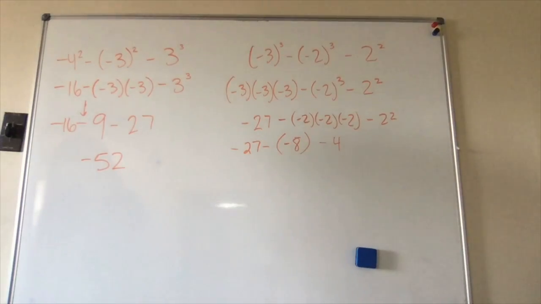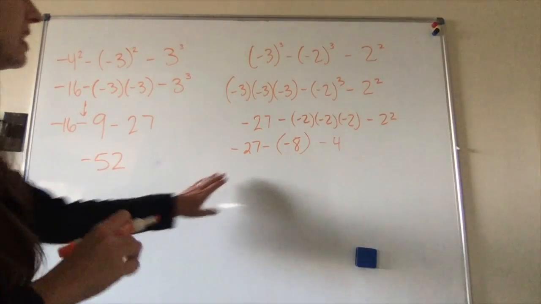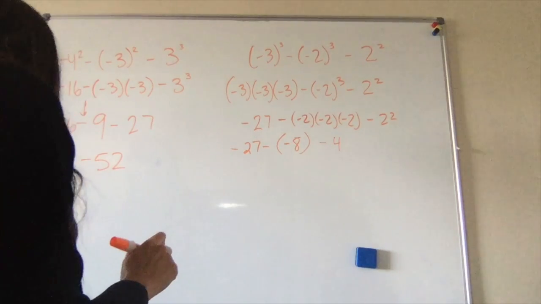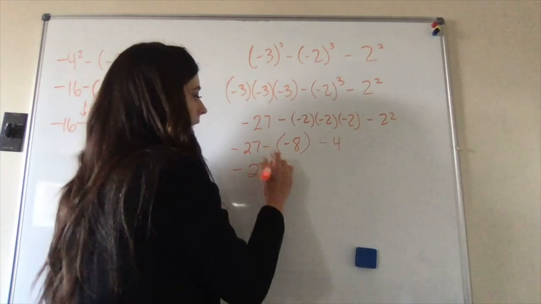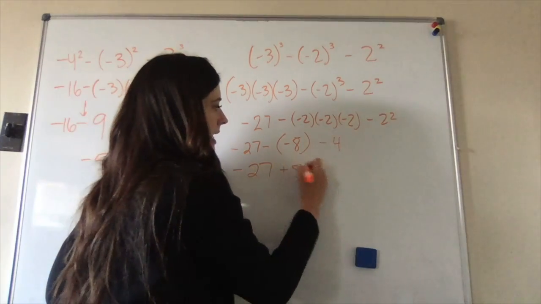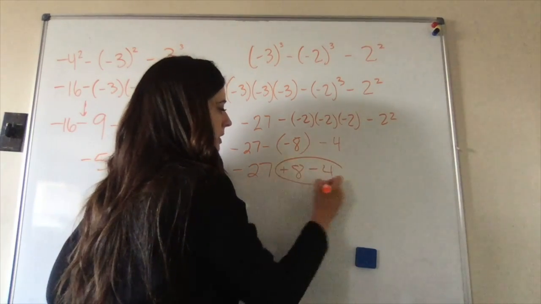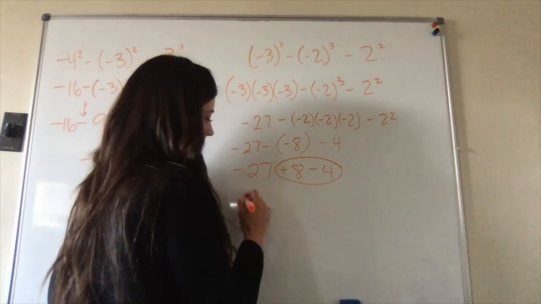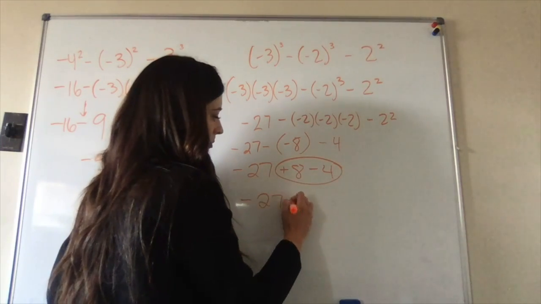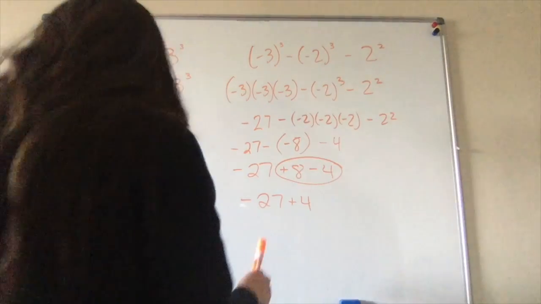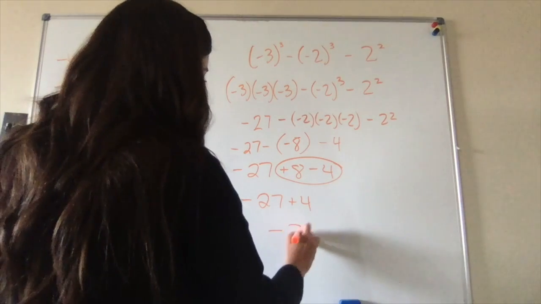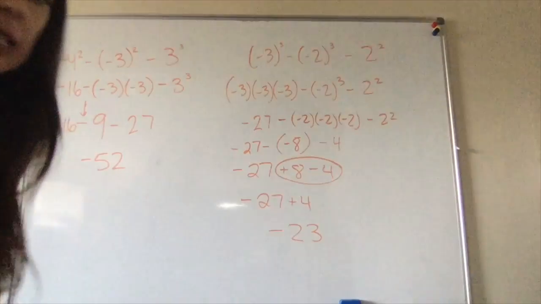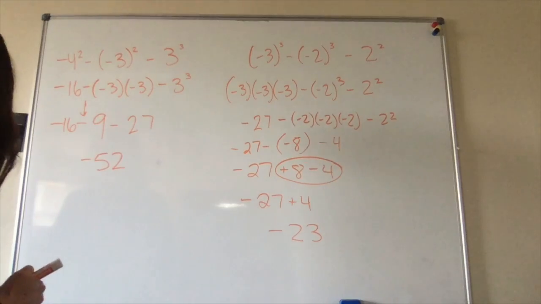All right, let's just make sure we're on the right track here. Yes, okay. So now we have negative 27, and a negative negative is a positive 8, minus 4. For simplicity, I'm going to solve that first. So I get negative 27 plus 4. Now I'm starting at negative 27, and I move positive 4 spots. That leaves me at negative 23. All right, that's it.